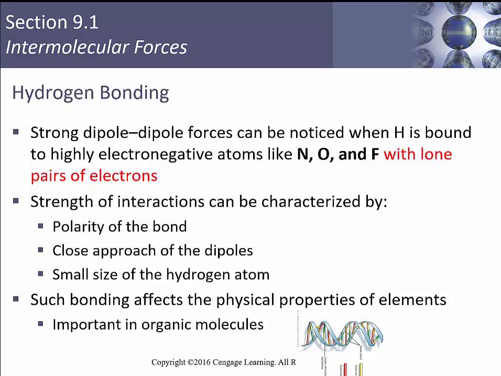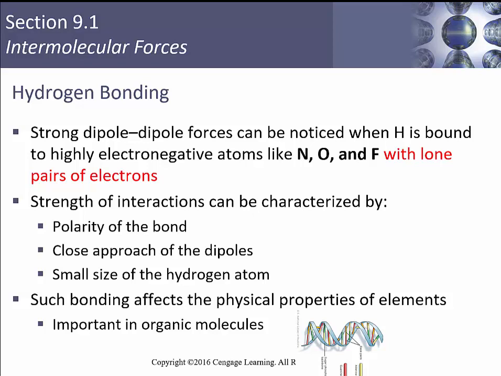So it's a very, very strong dipole-dipole force that can be noticed when hydrogen is bound to one of three highly electronegative atoms. It can be nitrogen, oxygen, or fluorine. And it's going to have a lone pair of electrons. So you're not always going to see hydrogen bonding just because you've got a nitrogen with a hydrogen stuck on it. It's got to have that lone pair of electrons. And it's really only going to happen with nitrogen, oxygen, and fluorine. I can't think of any examples that are an exception. So nitrogen, oxygen, and fluorine.